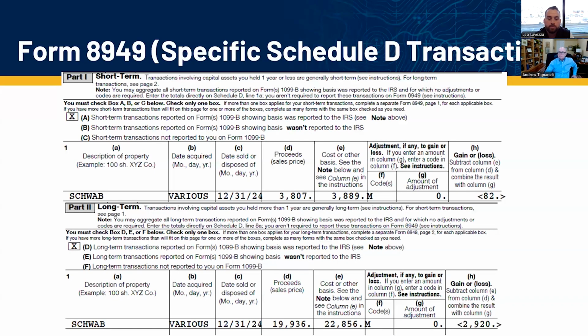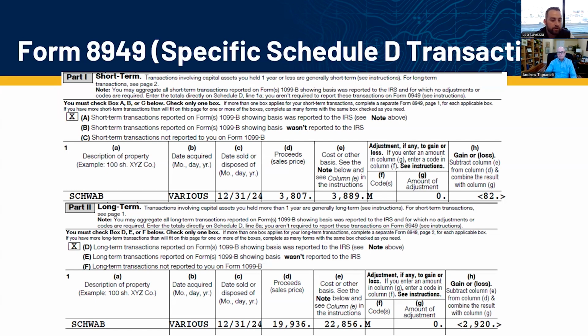And then for specific information, you want to look at Form 8949. This is going to show you the specific transactions that are being summarized on Schedule D. So again, the top part, Part 1, is your short-term transactions for the year. And then Part 2 is your long-term sales or gains and losses for the year.